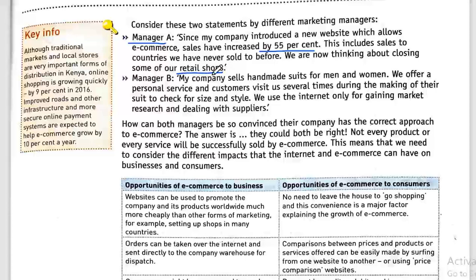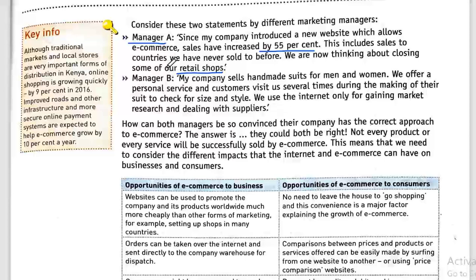Then manager B: my company sells handmade suits for men and women. We offer a personal service and customers visit us several times during the making of their suit to check for size and style. We use the internet only for gaining market research and dealing with suppliers.